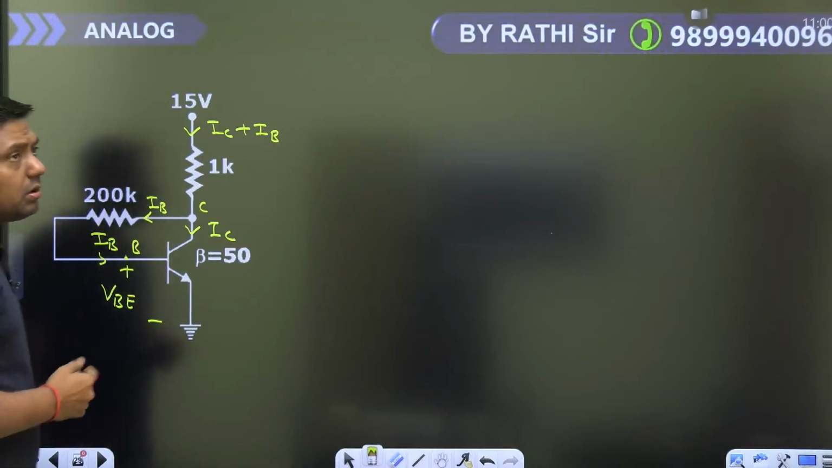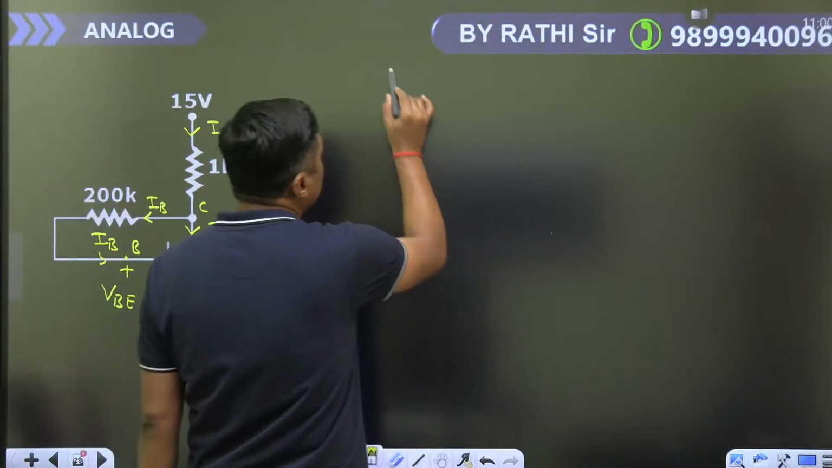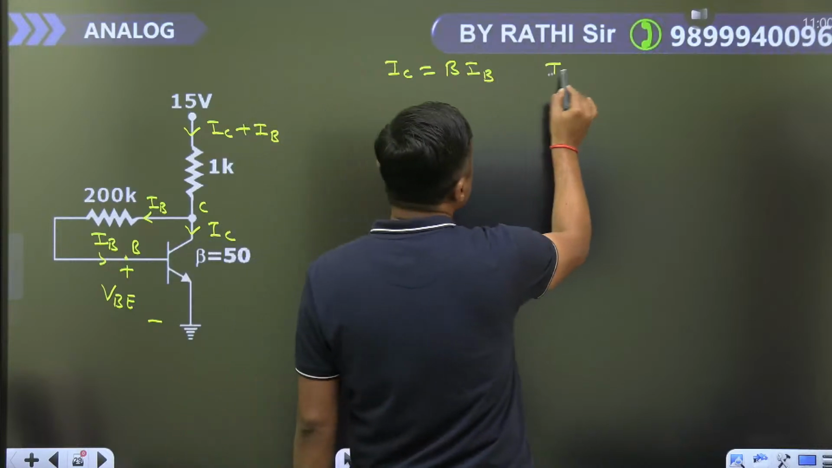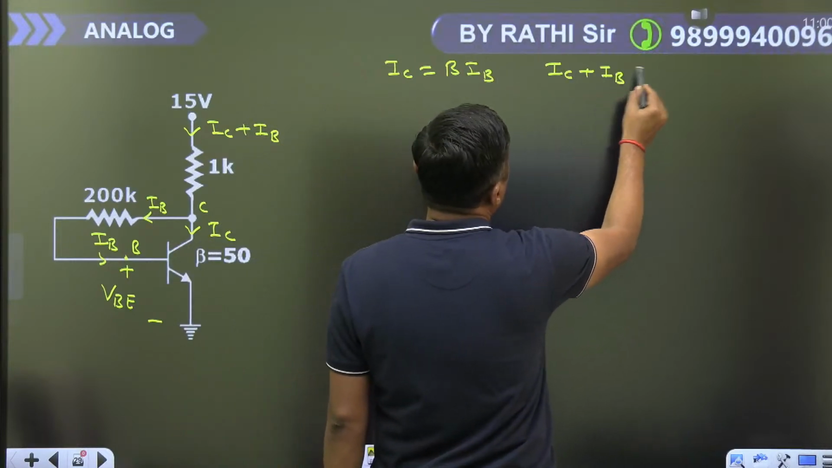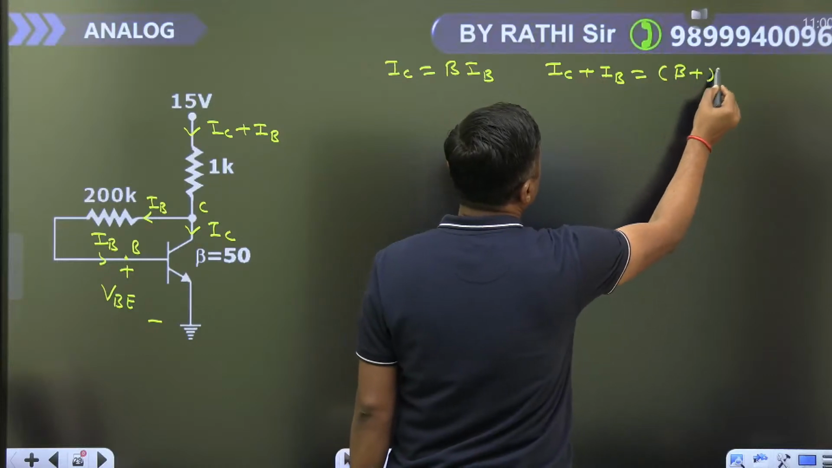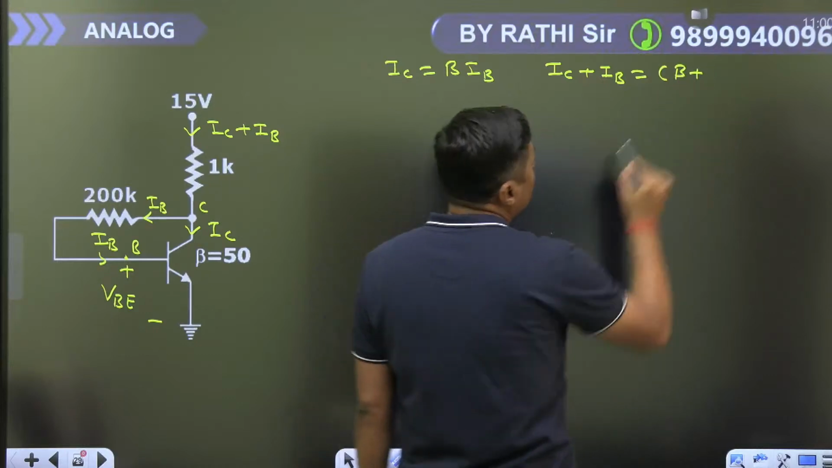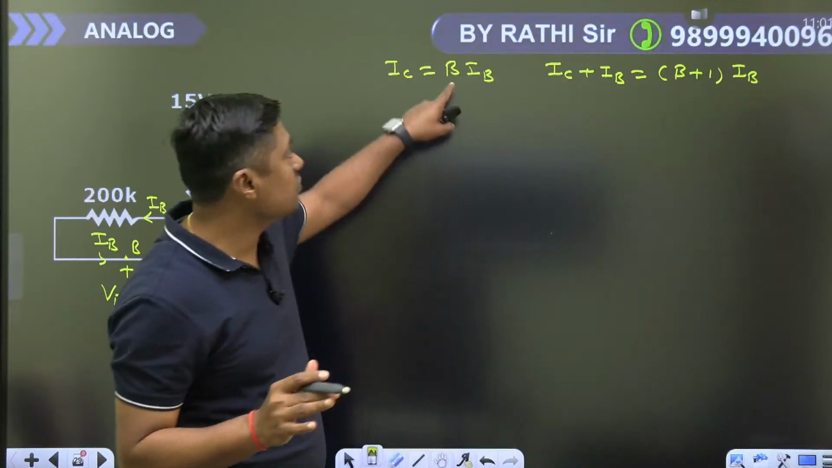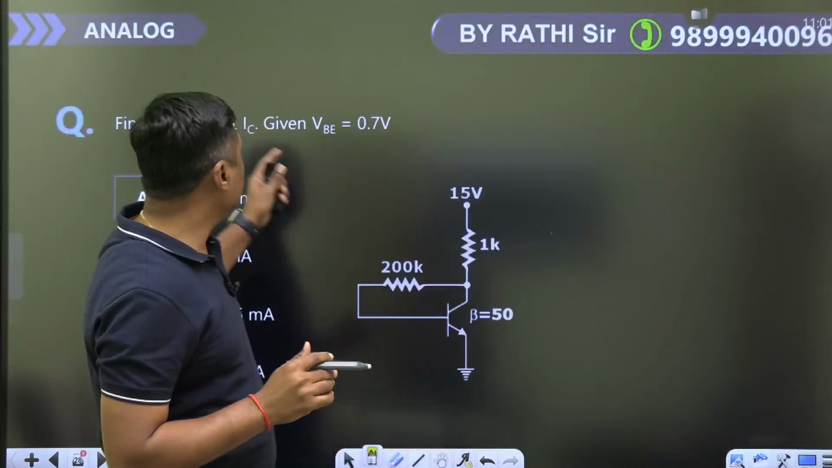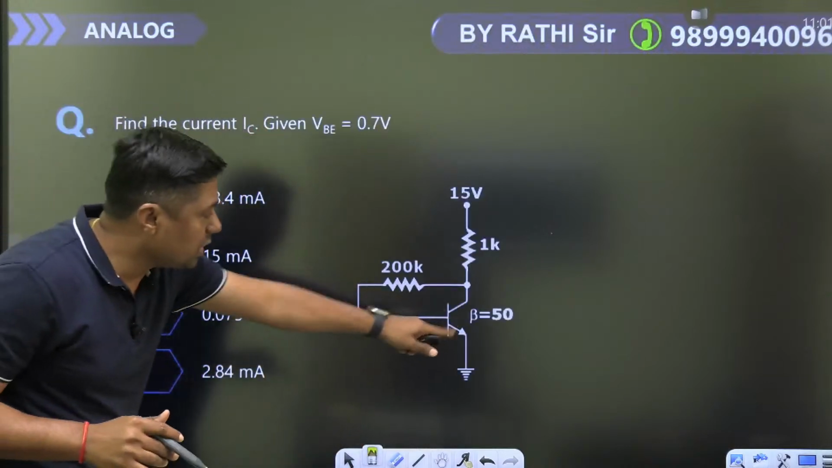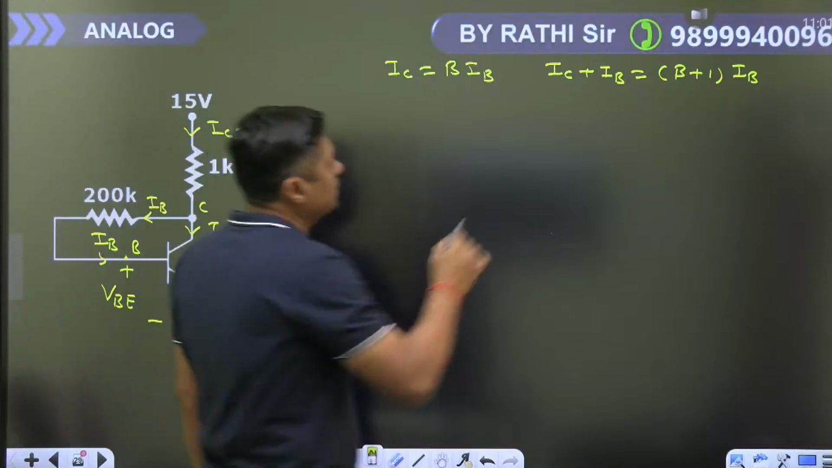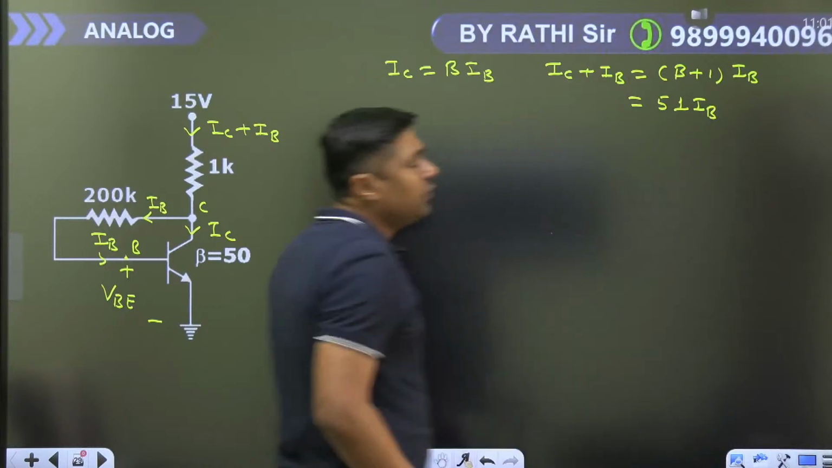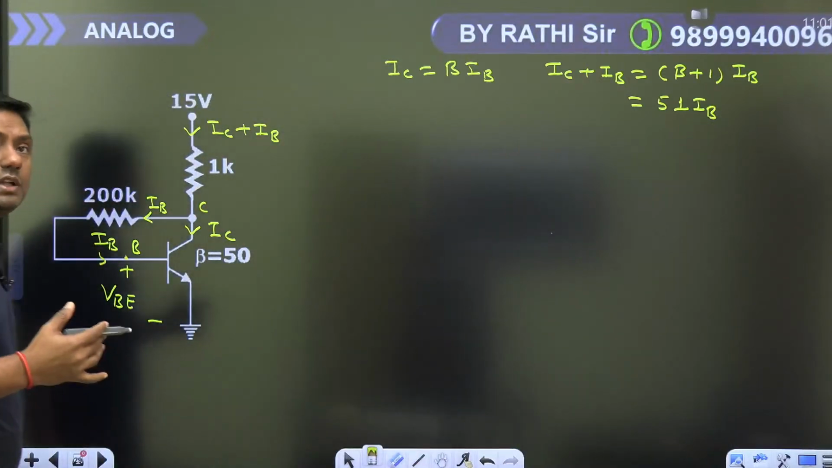Now, if the transistor is in the active region, then IC is given by beta IB. Then remember, IC plus IB, you can write as beta plus 1 times IB, in the active region only, because this formula is valid for the active region. So what is the value of beta here? 50, it is given in the question. So 51 times IB.